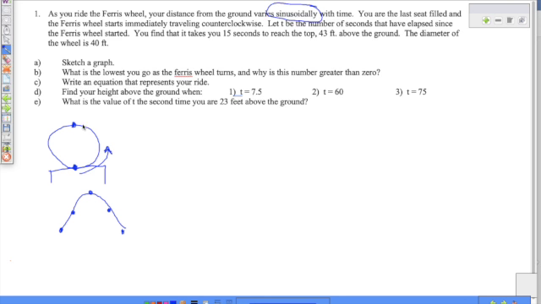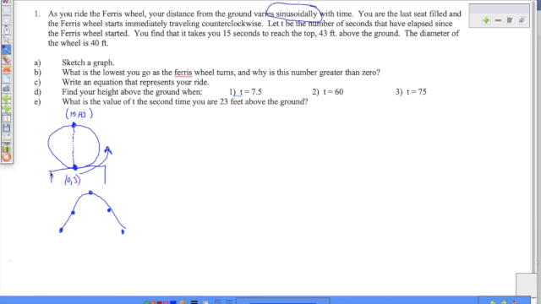So the highest point off the ground is 43 feet, and it took me 15 seconds to get there. So remember, time is always your x. So at 15 seconds, I was 43 feet off the ground, and it says the diameter of the wheel is 40 feet. So when I started, t was 0, and I was 3 feet off the ground.